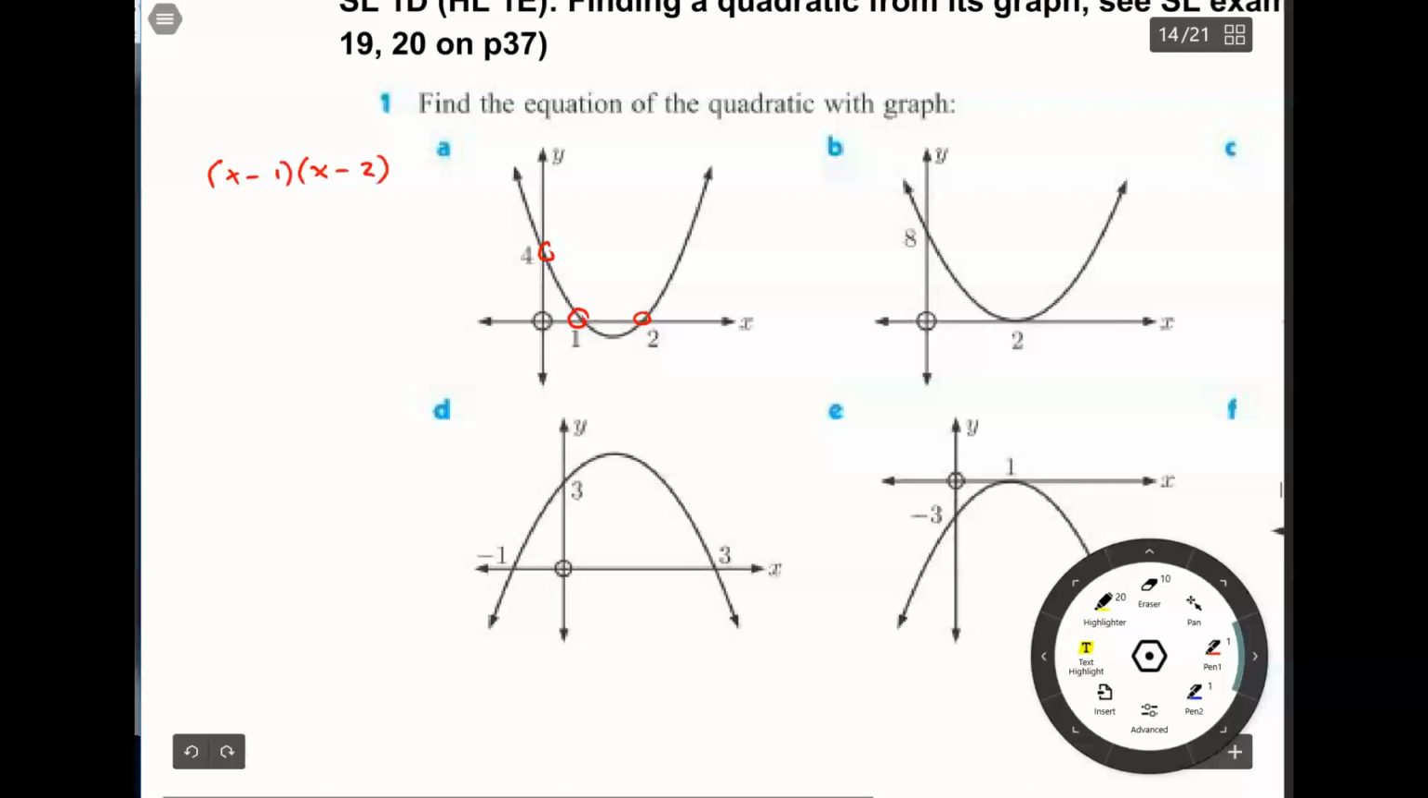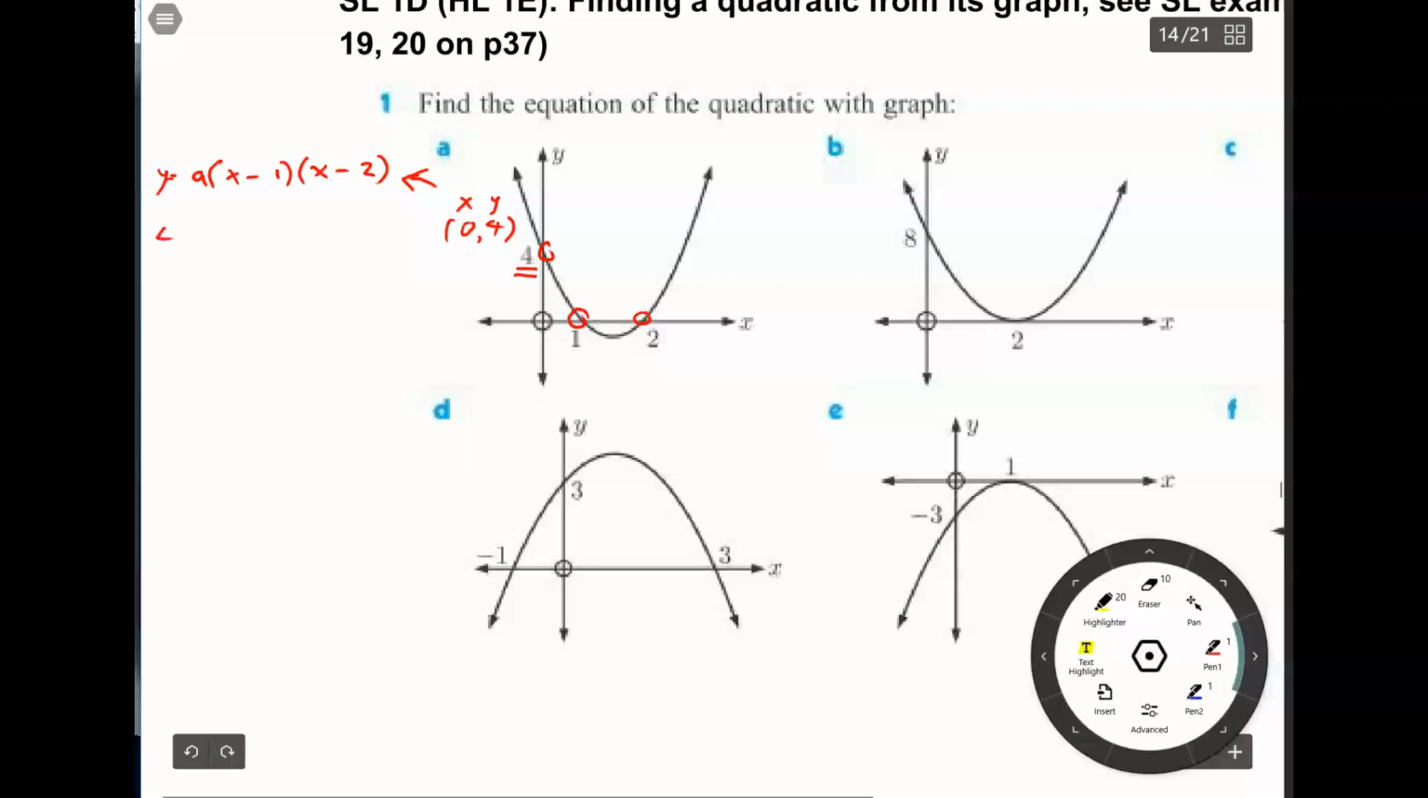Okay? And the only thing we don't know is what our a value is. So this is our function, y equals a times x minus 1 times x minus 2. And then we just need to figure out what a is. The way we figure out what a is, we put in the y value and the x value for this point. The coordinates are 0, 4. So that means that at the point x equals 0 and y equals 4, this equation is true. So let's show that by figuring out what a value makes that true.